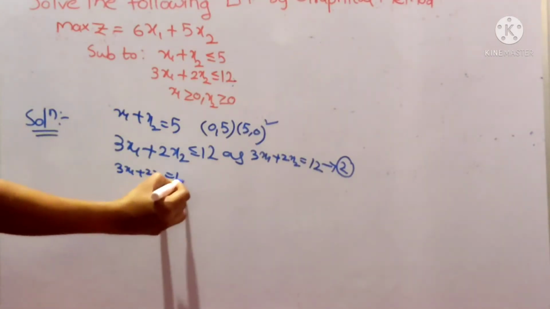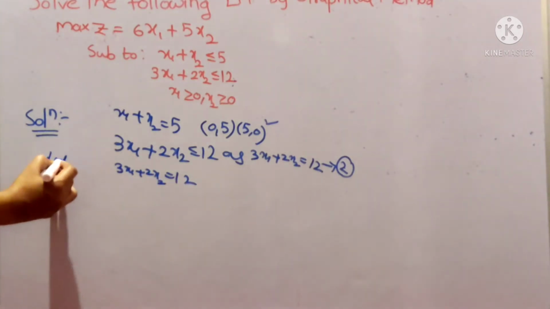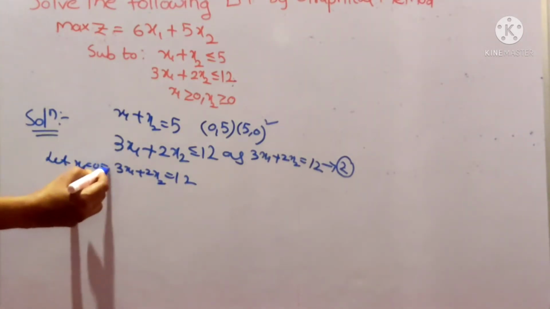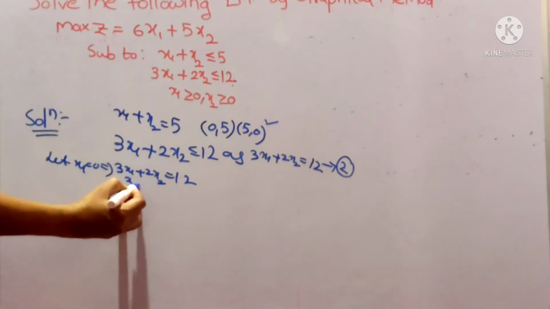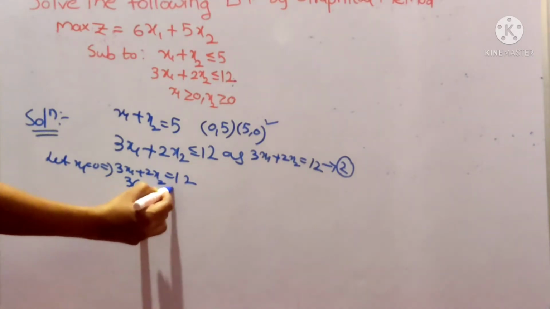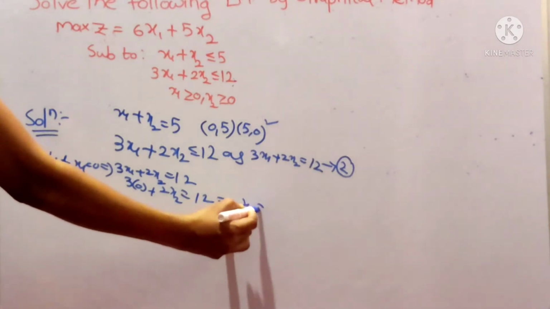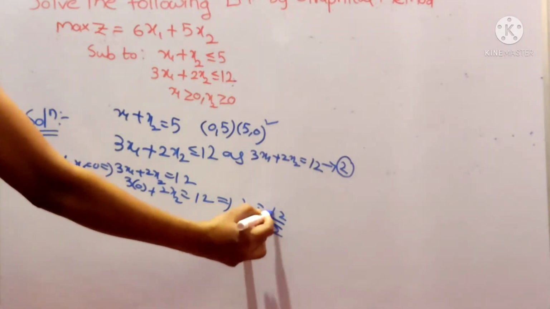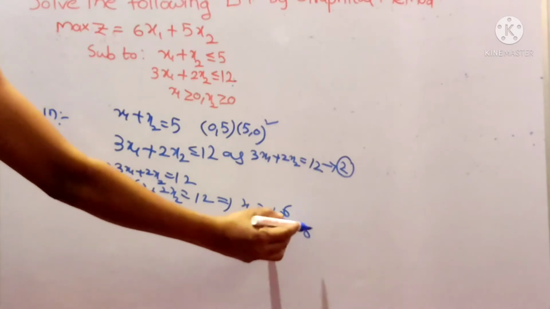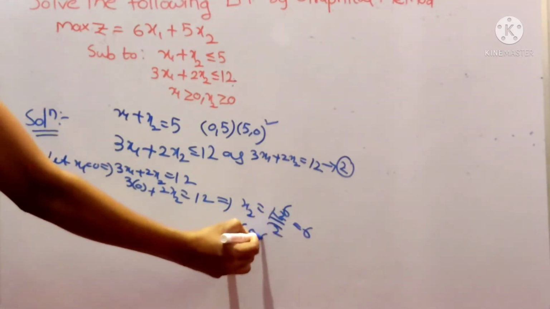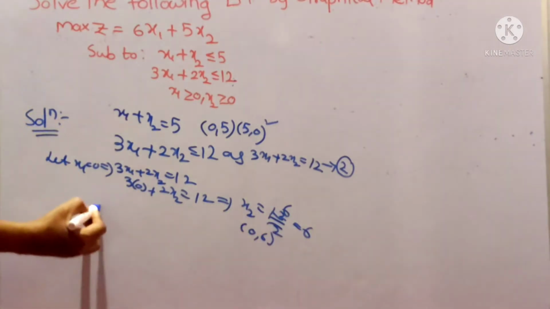Similarly, for solving this, let x1 equal to 0. Substitute 0 in equation 2. 3x1, that is 3 into 0, plus 2x2 as it is equal to 12. Now 2x2 equal to 12, x2 equal to 12 by 2, that is 6. x2 is 6. The point is 0, 6.